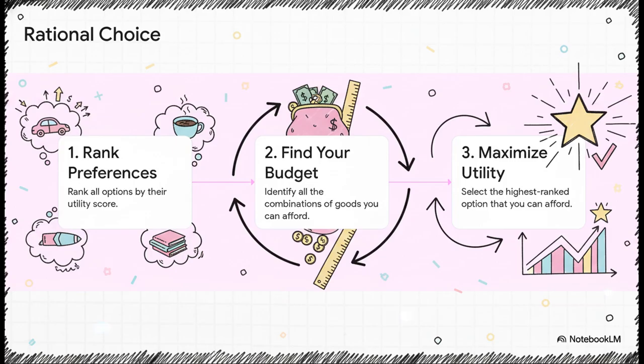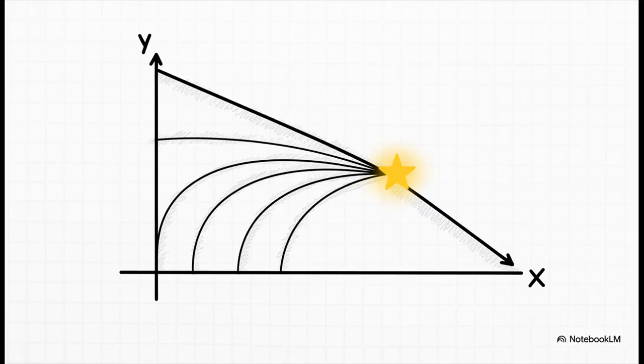And the process is really logical. You know your preferences, ranked by utility. You know your budget, which shows you everything you can afford. So the rational choice is to simply pick the affordable option that has the highest utility score. That's it. Think of it this way. Your best, most optimal choice is that one special combination of things that gives you the most satisfaction possible, right up to the very edge of your budget. It's the perfect meeting point of what you desire and what's actually possible.